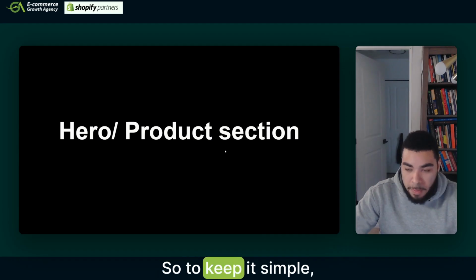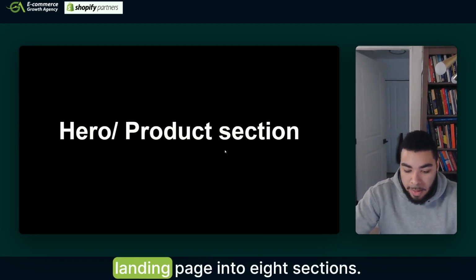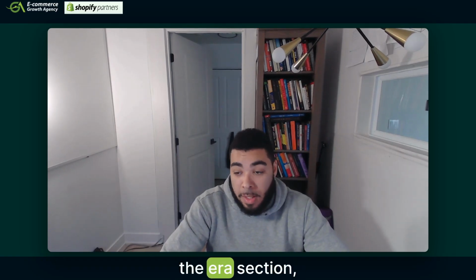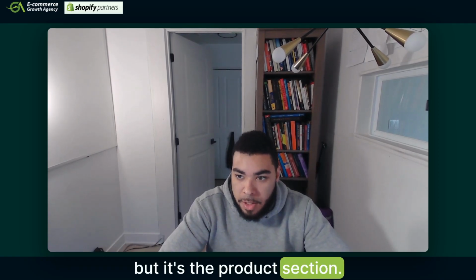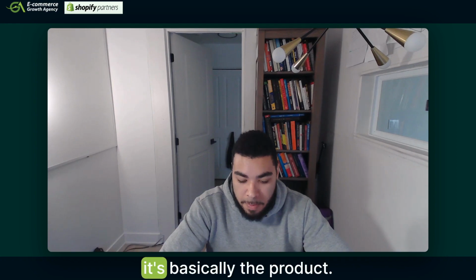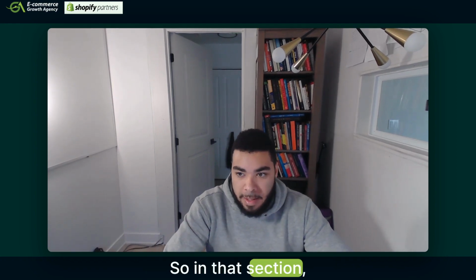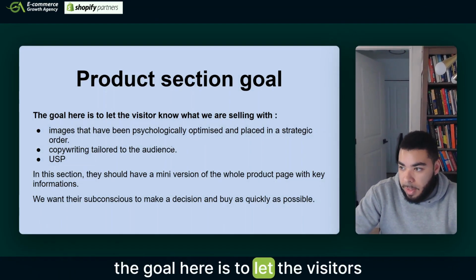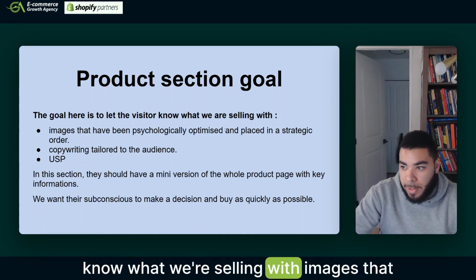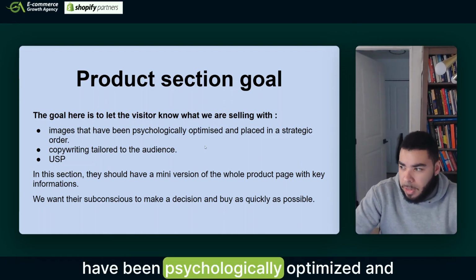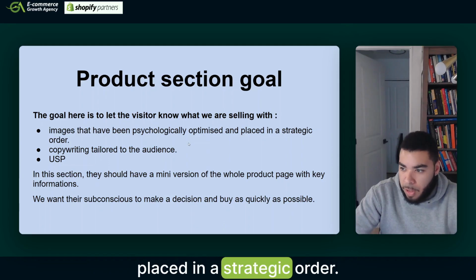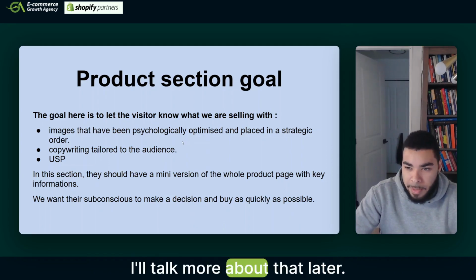To keep it simple, I divide a landing page into 8 sections. The first section is the e-reel section, but it's the product section. When you land on the website, it's basically the product. In that section, the goal is to let the visitors know what we're selling with images that have been psychologically optimized and placed in a strategic order. I'll talk more about that later.